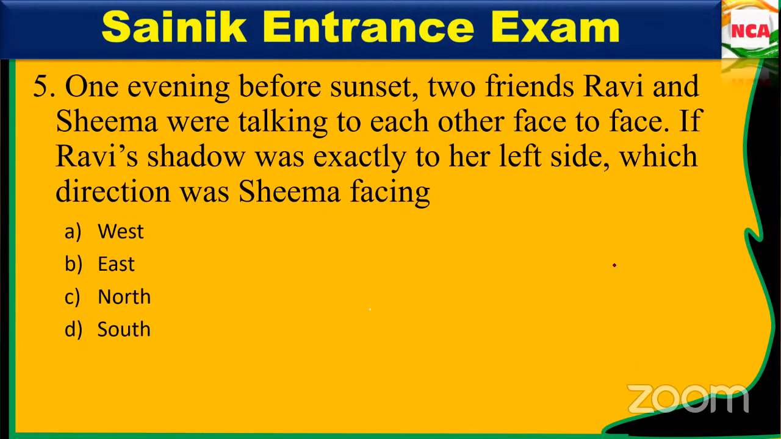One evening before sunset, two friends, Ravi and Seema, were talking to each other face to face. If Ravi's shadow was exactly on her left side, which direction was Seema facing?